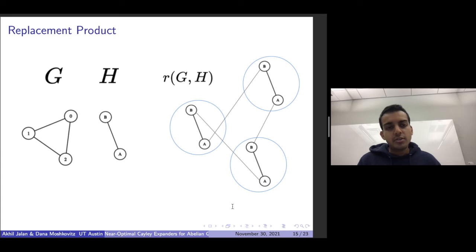And here's a picture of what this wide replacement product looks like. Essentially, you have your outer graph G, your inner graph H, and then you replace each of these vertices on this triangle with this path. Now you have these clouds, but you also have edges between the clouds that correspond to the edges of G.